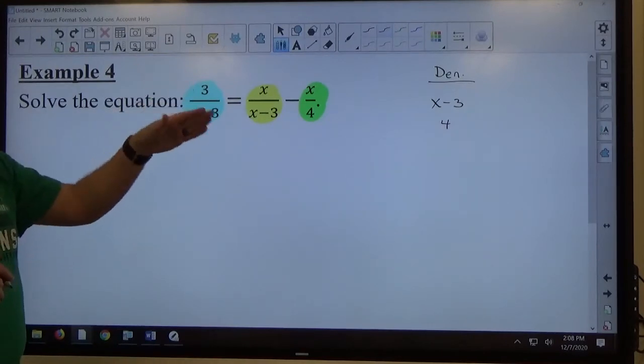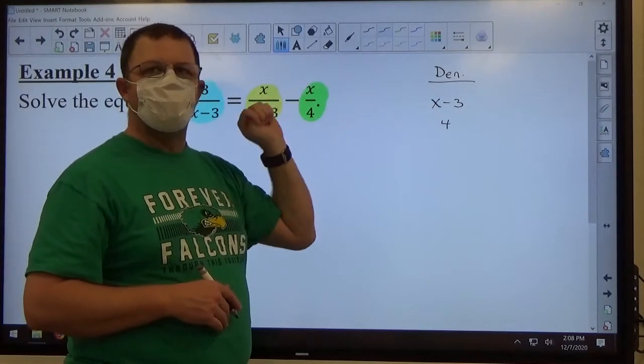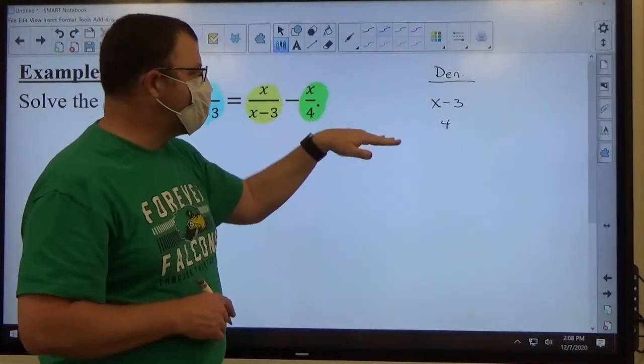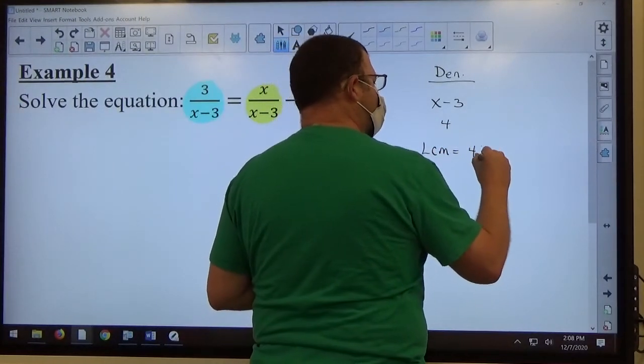And if I were to factor them, I can't factor x minus 3. 4 is 2 times 2, but that doesn't really help me because there's no 2's in the other one. So the least common denominator of this, least common multiple of these denominators, is 4 times x minus 3.